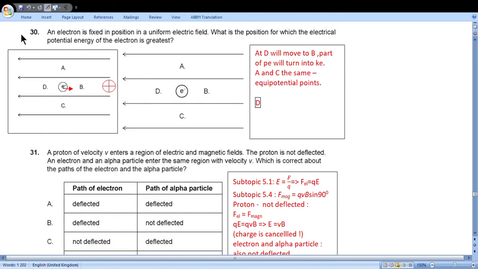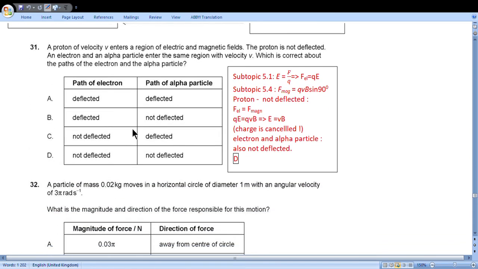Question 30. An electron is fixed in position in a uniform electric field. What is the position for which the electrical potential energy of the electron is greatest? I have drawn a picture here. The force on the electron is to the right, and if you put it at D, it will accelerate and gain kinetic energy at the expense of potential energy. It means that at D it has greater energy than at B. A and C are equipotential points, so they have the same energy. So the answer is D. Question 31.